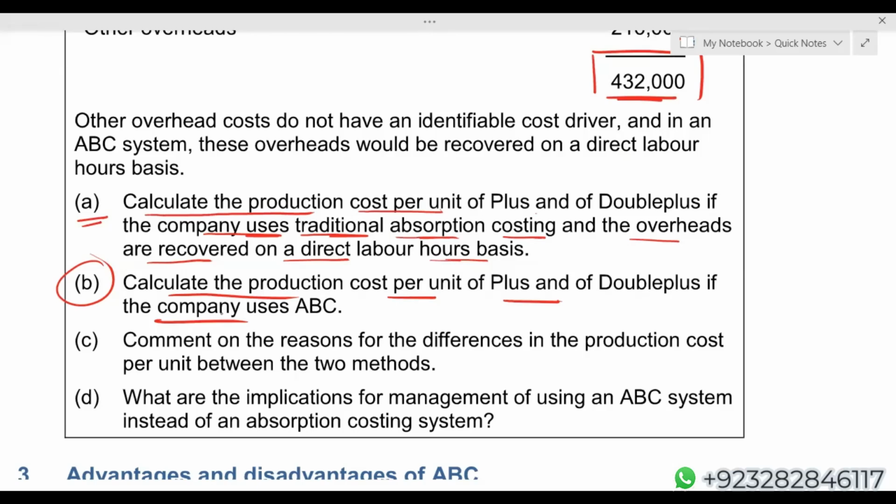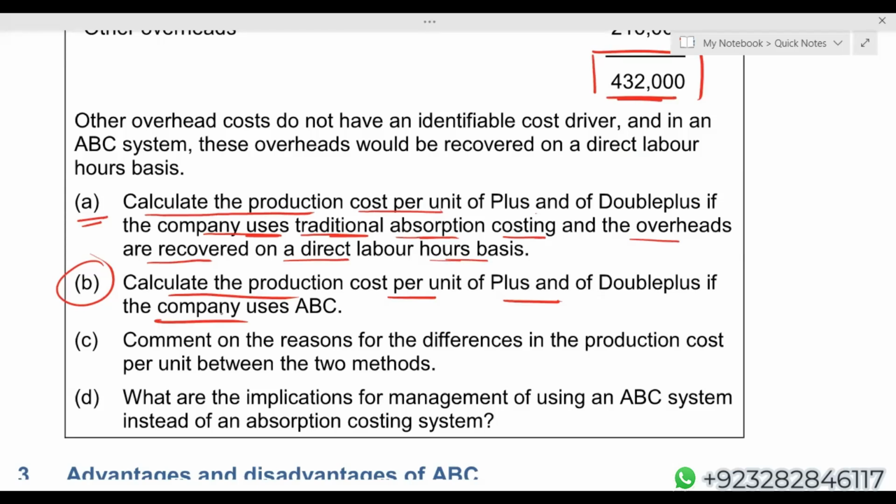Direct material is easily traceable, and direct labor means the labor directly involved in the production process. So the main concept is that whether you use absorption costing or ABC, direct cost will not change. You will see the change in fixed overhead per unit, obviously. Fixed overhead per unit will be different in ABC compared to absorption.